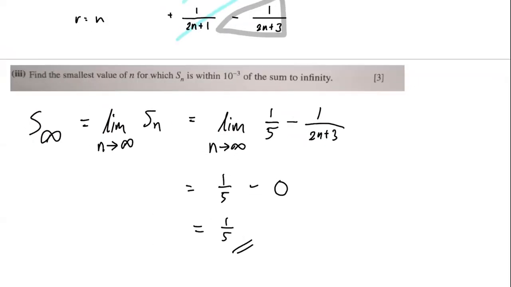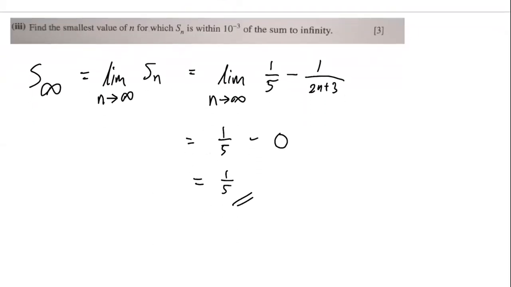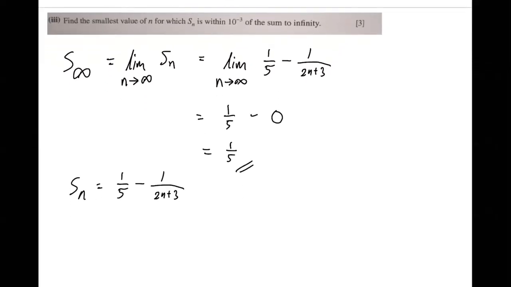That's your answer. But wait, no, that is just the sum to infinity. They said you want the smallest value of n so that the Sn is within 10 to the power negative 3 of the sum to infinity. What does that mean? So Sn here is equal to, let's copy down the expression. And you want this guy to be within 10 to the power negative 3 of the sum to infinity. So that just means that as you increase the value of n, you're basically subtracting a smaller and smaller fraction.